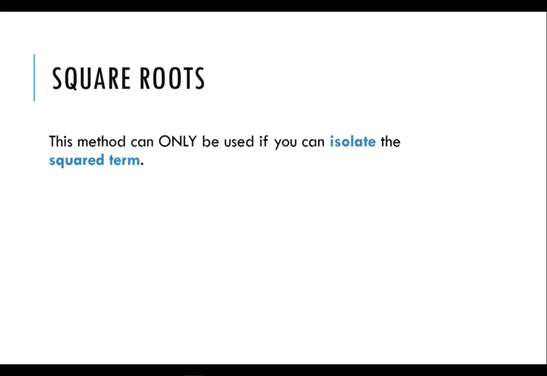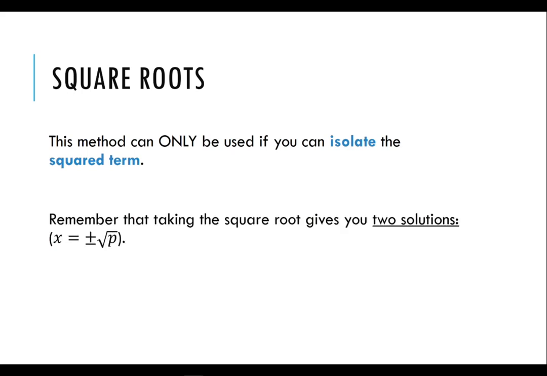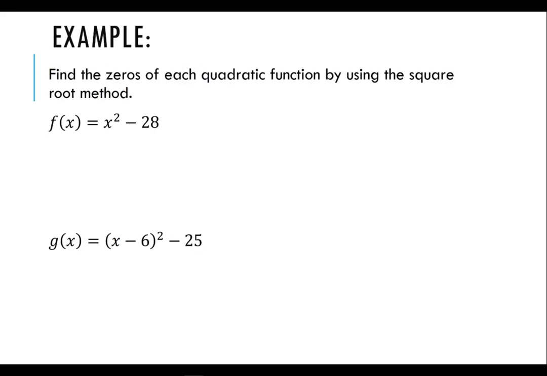We can only use the square root property if you can isolate a squared term. And remember that when you take the square root of a square, you have to take into consideration that you're going to get the plus and the minus of the square root. So we're going to try these by using the square root method.